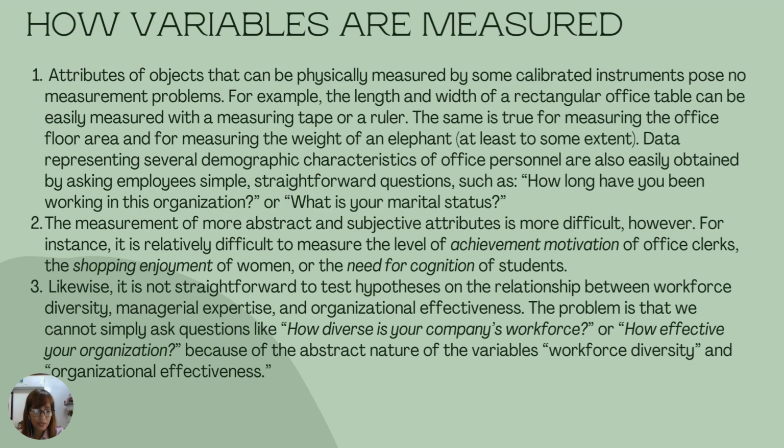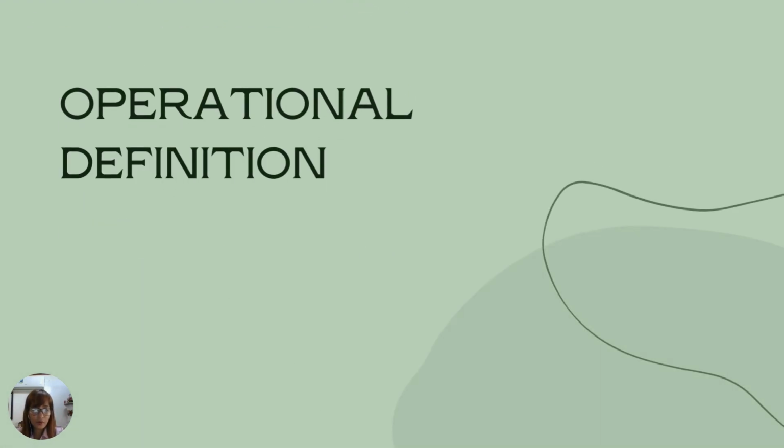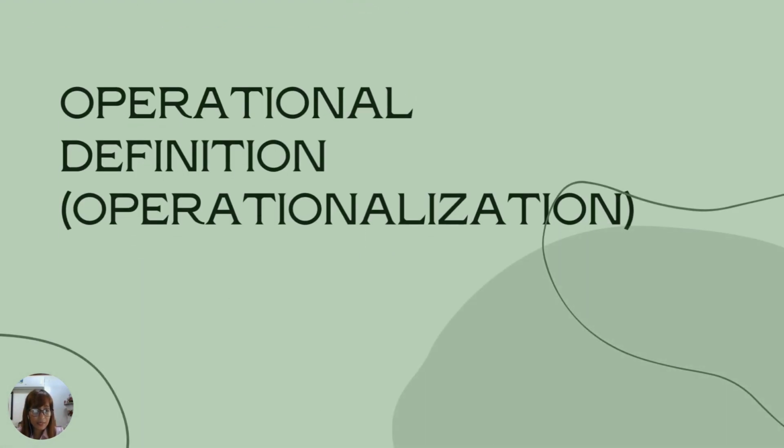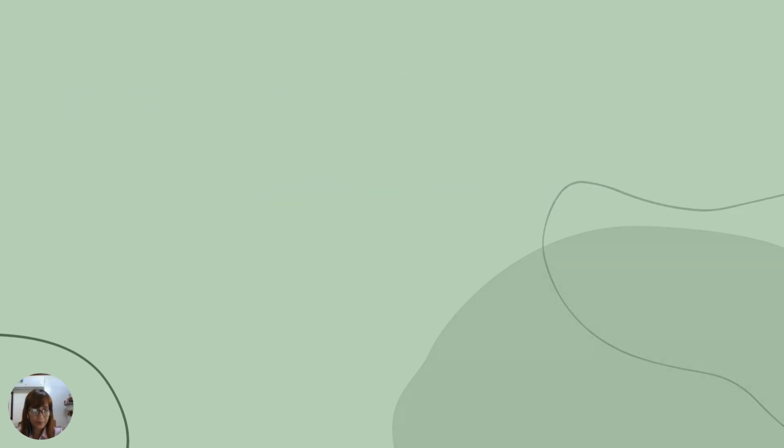These are abstract, and the concepts are changing from object to object. So you need to properly measure these concepts. So the question is, how do we measure these abstract or subjective concepts? So we now go to operational definition, or operationalization.